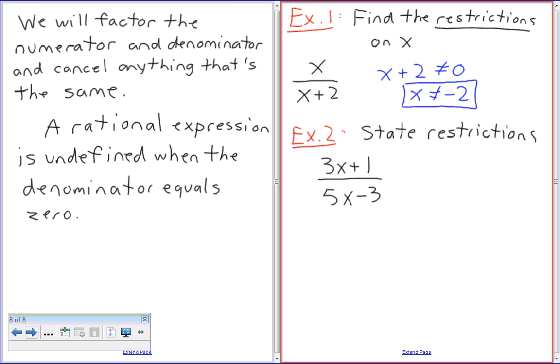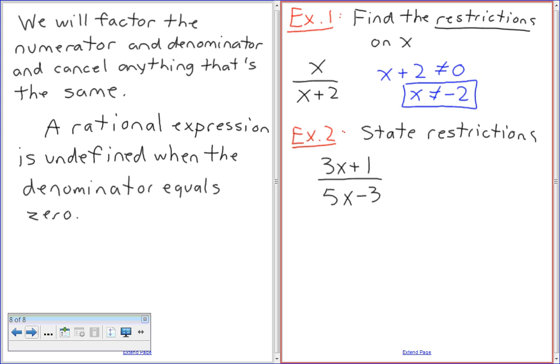Okay, let's go on a little bit bigger here. It says state restrictions. We're not going to worry about solving anything quite yet. We'll deal with graphing and all this stuff next week. Let's start off by stating restrictions. So you have to think here, what is going to cause a problem when the denominator equals 0, right? So if the denominator equals 0, there's going to be an issue.